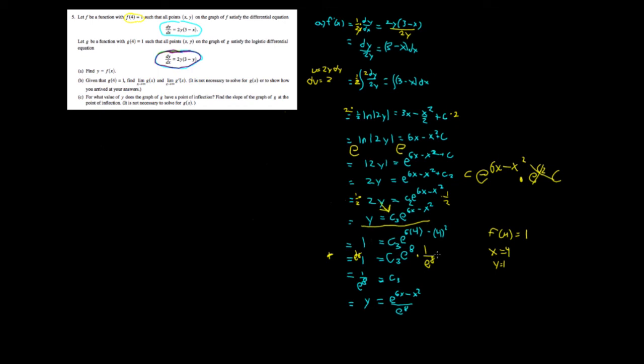And so once you do that, you get y equals e to the 6x minus x squared times 1 over e to the 8, or just all of that over e to the 8. And once you simplify that, you get y equals e to the 6x minus x squared minus 8.